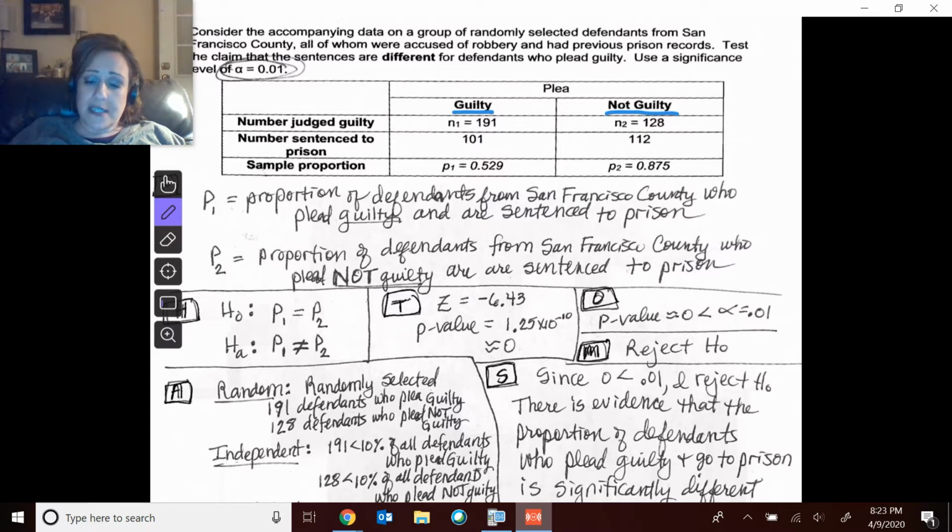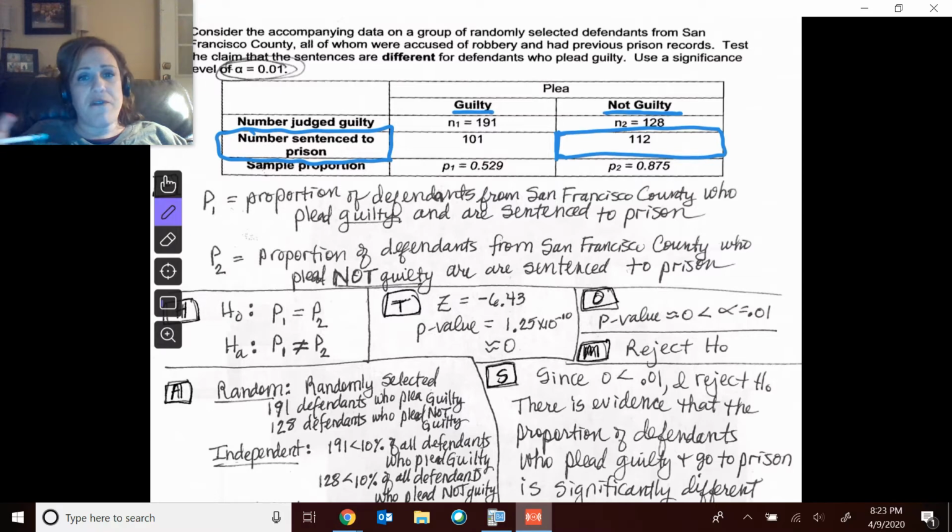Then of those who pleaded guilty, what proportion of them actually ended up going to prison? Over here on the right hand side, same thing. These were ones that said, hey, I'm not guilty, and then they go through the whole trial, and we see what proportion of those who had to go through the whole trial and were found to be guilty were then sentenced to prison. So is the fact that you pleaded guilty or not guilty affecting the rate at which you go to prison?